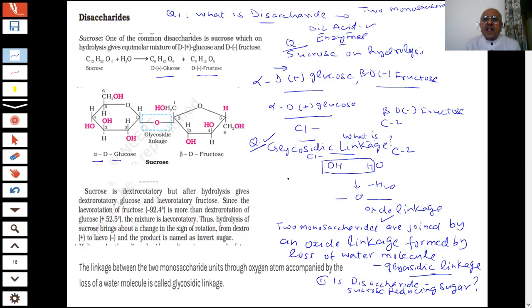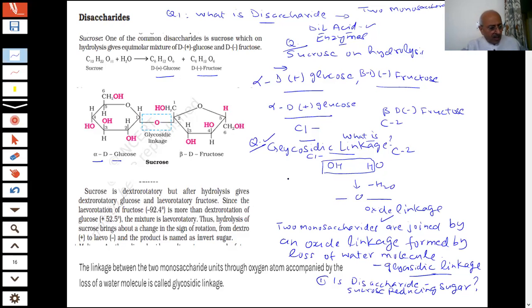So we are saying on hydrolysis, sucrose will produce two molecules of monosaccharides. One is alpha D plus glucose, other is beta D minus fructose. Second question is how the two are joined with each other. These monosaccharides are joined through a linkage which we call a glycosidic linkage. Glycosidic linkage means two monosaccharides are joined by an oxide linkage formed by loss of water molecule. This is a point to be noted because this question has been asked in the paper, a 1 mark question.